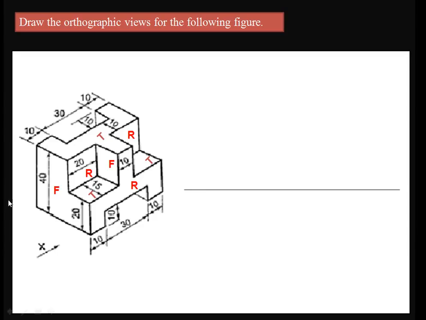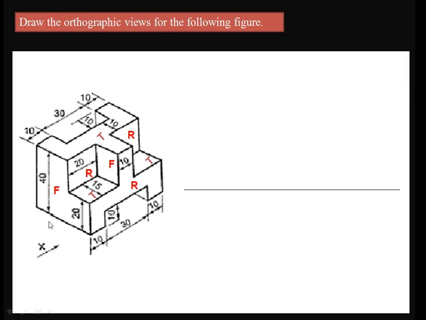Here we are going to draw the front view, top view and the right side view, which will be on the left side of the drawing sheet. So slowly, one by one, we'll try to analyze the front view, top view and right side view. First I would like to analyze the front view, which is already given as the x direction for this isometric view.